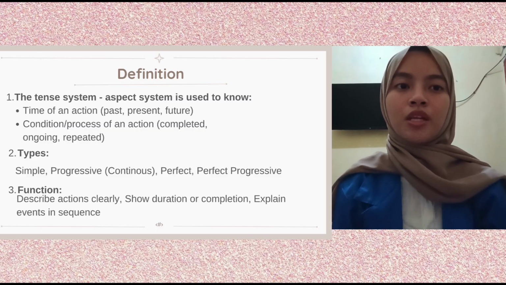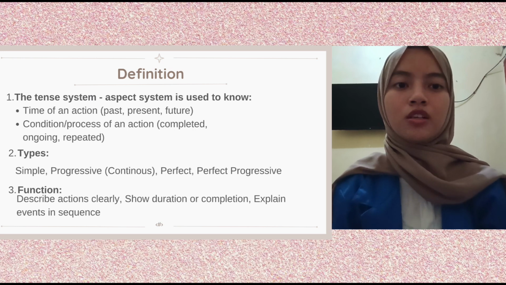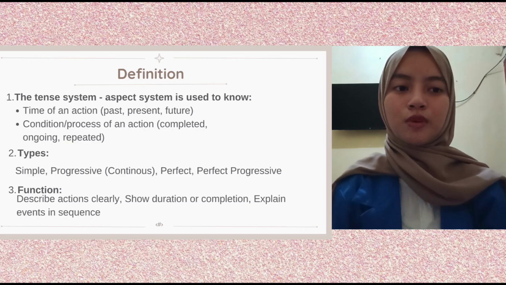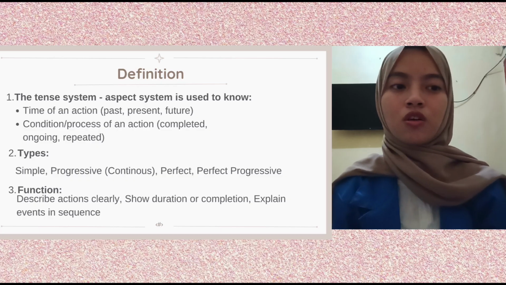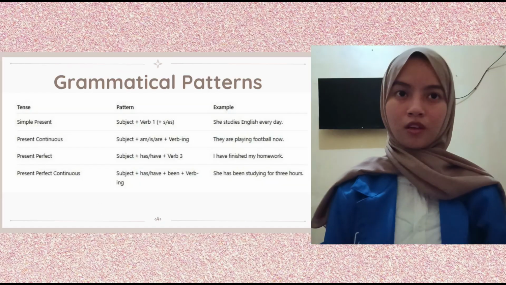There are four main types. The first one is simple, the second one is progressive or continuous, the third one is perfect, and the last one is perfect progressive. The function of the tense aspect system is to describe action clearly, show duration or completion, and explain events in sequence.